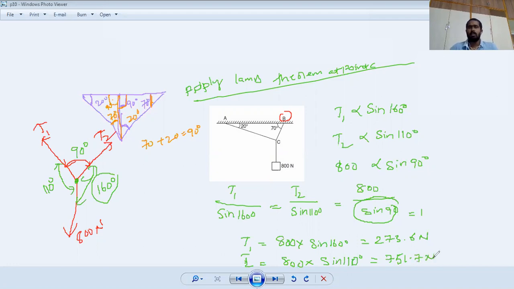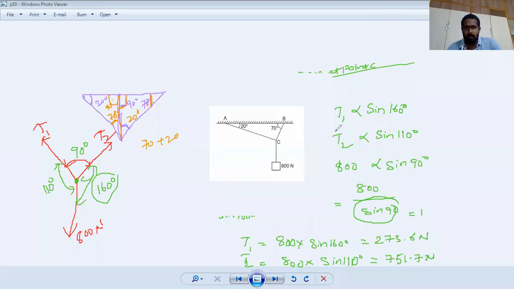Okay, guys, clear? Yes, sir. Okay, so next problem. Who is going to solve? Nitin, sir. You can solve the next problem. You just tell me the stepwise procedure, I will write it down. Okay, one minute, I will share the next problem.